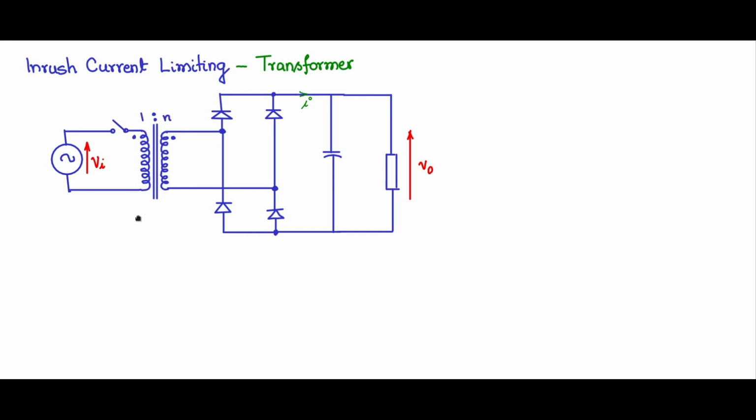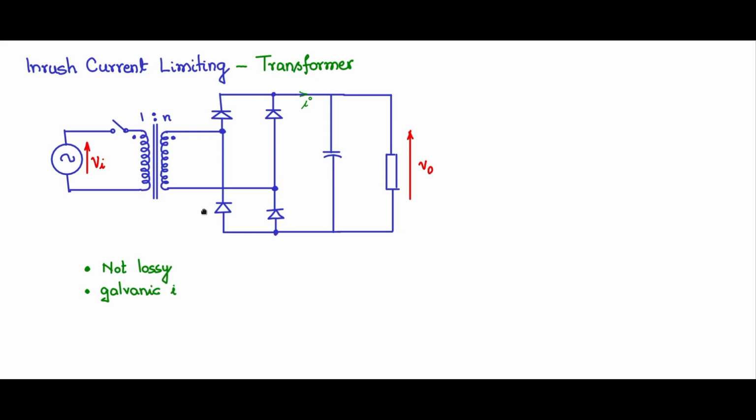So this is a transformer, and this is how it is connected, and this has very many advantages. First of all, it is not lossy. It is not a lossy element, and therefore the efficiency is not affected.